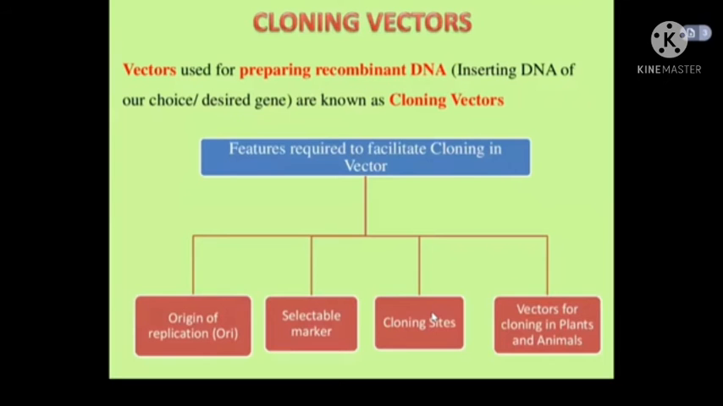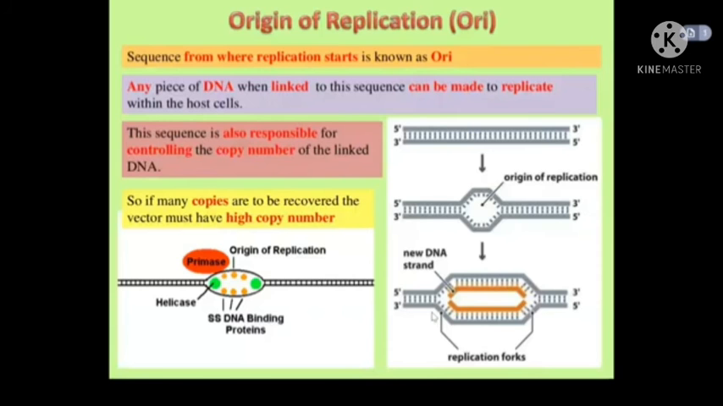Next is cloning vectors. We use certain organisms for the transfer of this. So normally we use vectors like microorganisms, and they are used as cloning vectors. And these cloning vectors should have certain characters. It should have an origin of replication. It should have a selectable marker. It should have a cloning site, and there are vectors for cloning in plants and animals. These are the characters.